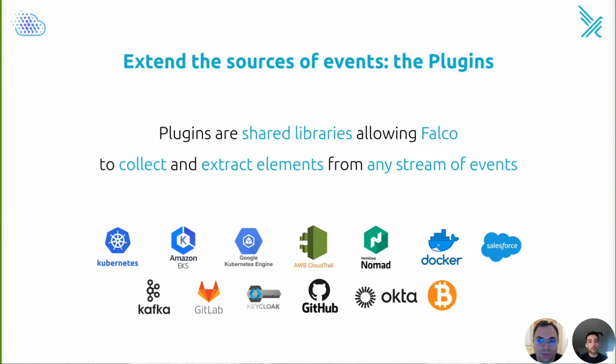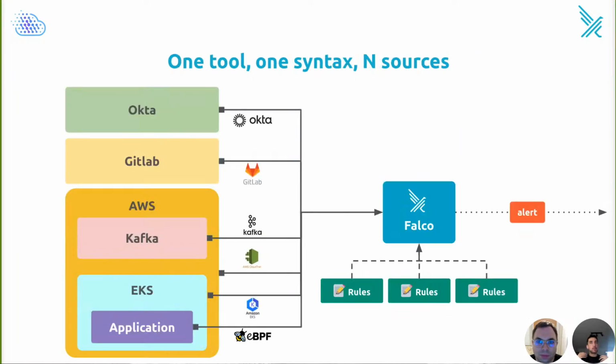More and more plugins are developed by the community and by the maintainers. If one is missing, you can ping us and we can see what we can do. For example, right now I'm developing the AKS plugin for Azure. So basically, with one tool, Falco, the same syntax, you can collect events and trigger alerts for suspicious events for so many different layers.